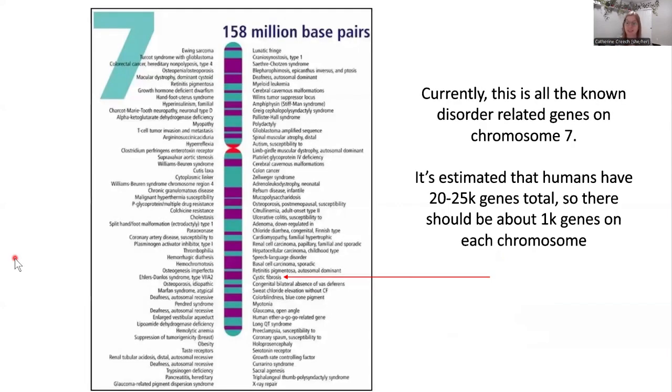Here is chromosome 7. Chromosome 7 is where we have the gene for cystic fibrosis. These are all the disorders we've associated with chromosome 7 so far, and they're lined up in the general area that we think they're found in. So here on the long arm of the chromosome, we have cystic fibrosis. If we expect there to be 20, 25,000 genes in the human genome, that means that there should be at least 1,000 genes per chromosome. And it's really interesting to see what we learn as we continue discovering genes.